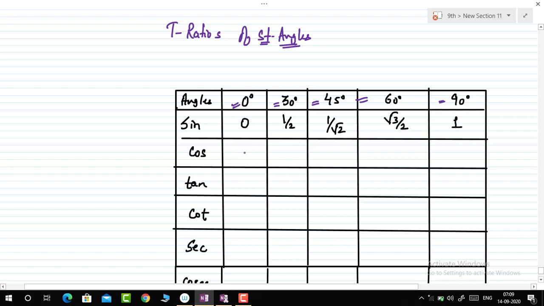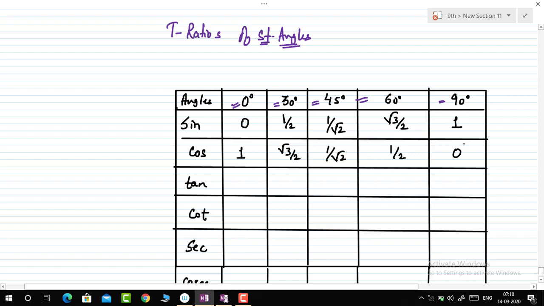Now, what will be the value of cos 0 degree? So cos begins from this end. Whatever the value of sine 90, that will be the value of cos 0. That is 1. Next, cos 30 degree will be same as sine 60 degree, that is root 3 by 2. Now cos 45 will be same as sine 45, that is 1 upon root 2. Next, cos 60 will be same as sine 30, so it is 1 upon 2. And cos 90 will be same as sine 0, that is 0.